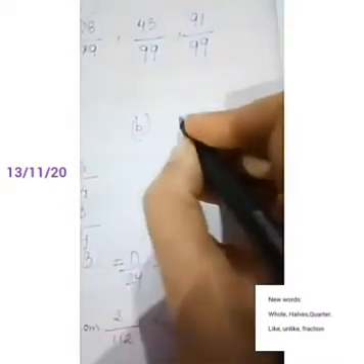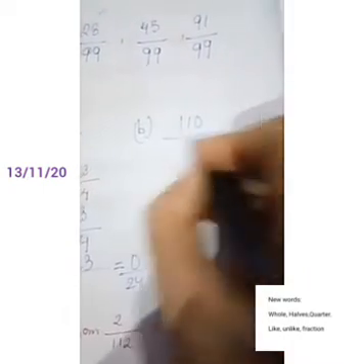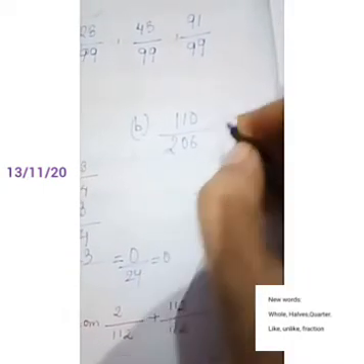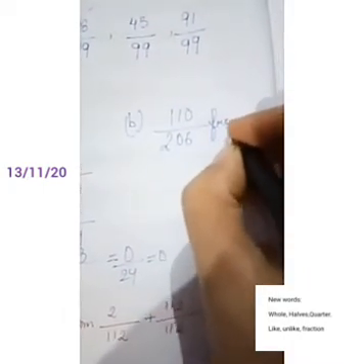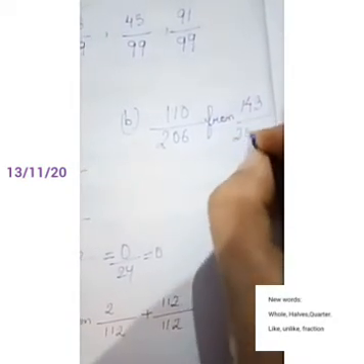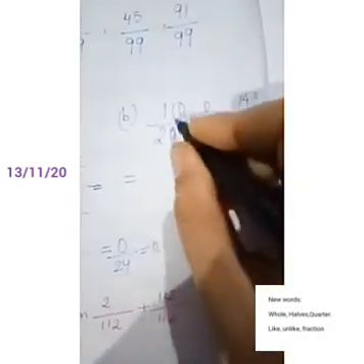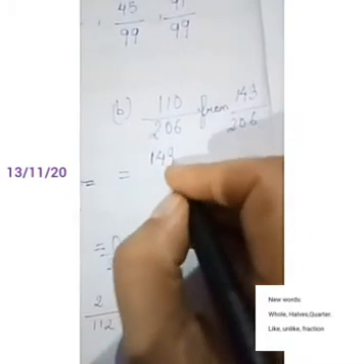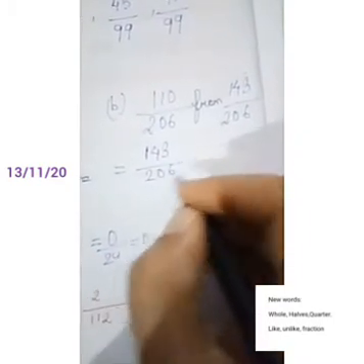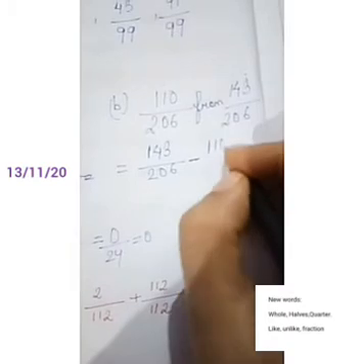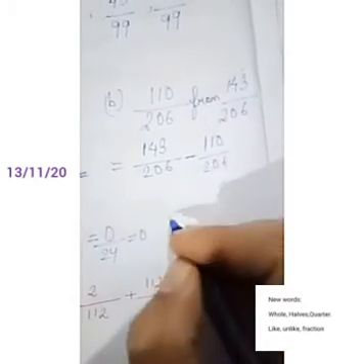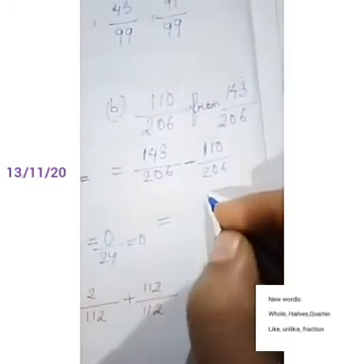Now one more question I will do here. Question number 15 part B is given: subtract 110 by 206 from 143 by 206. Which is bigger here? We have to subtract this from this, that means this is bigger. So 143 by 206 minus 110 by 206. Now subtract it. How much will you get?